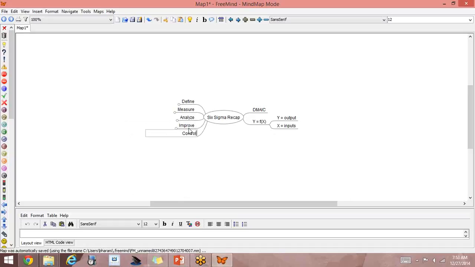After that comes the control phase, in which we want to continuously monitor the improved process. In control phase, the logic is to monitor the improved process. In improve phase, we have improved. And how did we improve it? How did we try to arrive at the optimum solution? Using something called design of experiments.